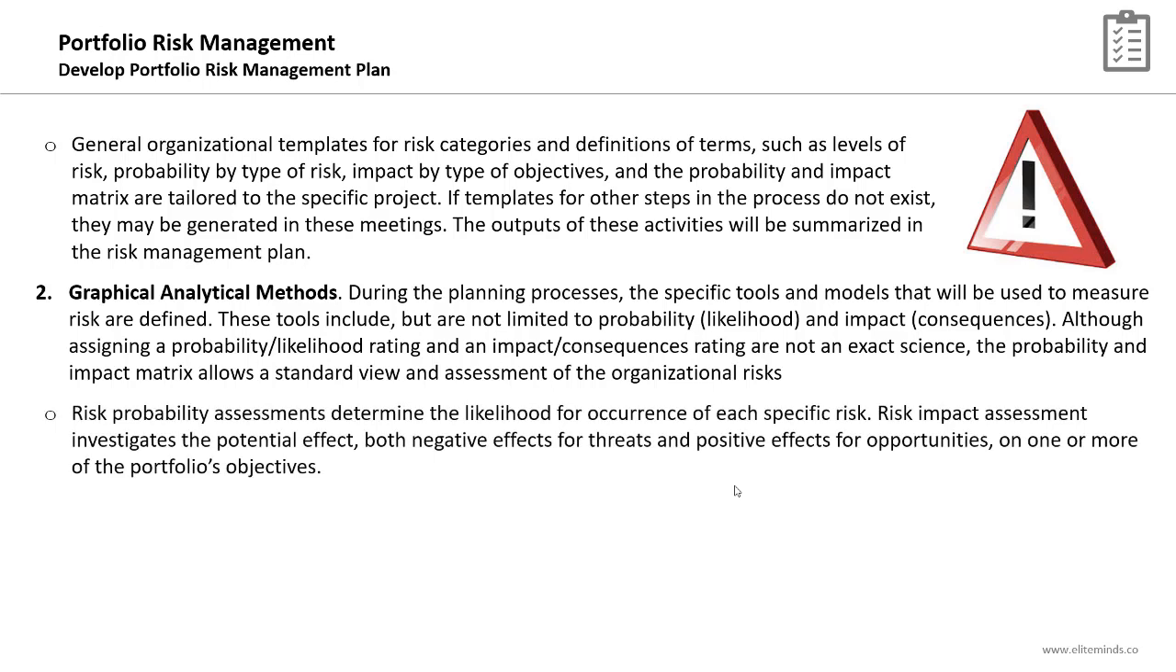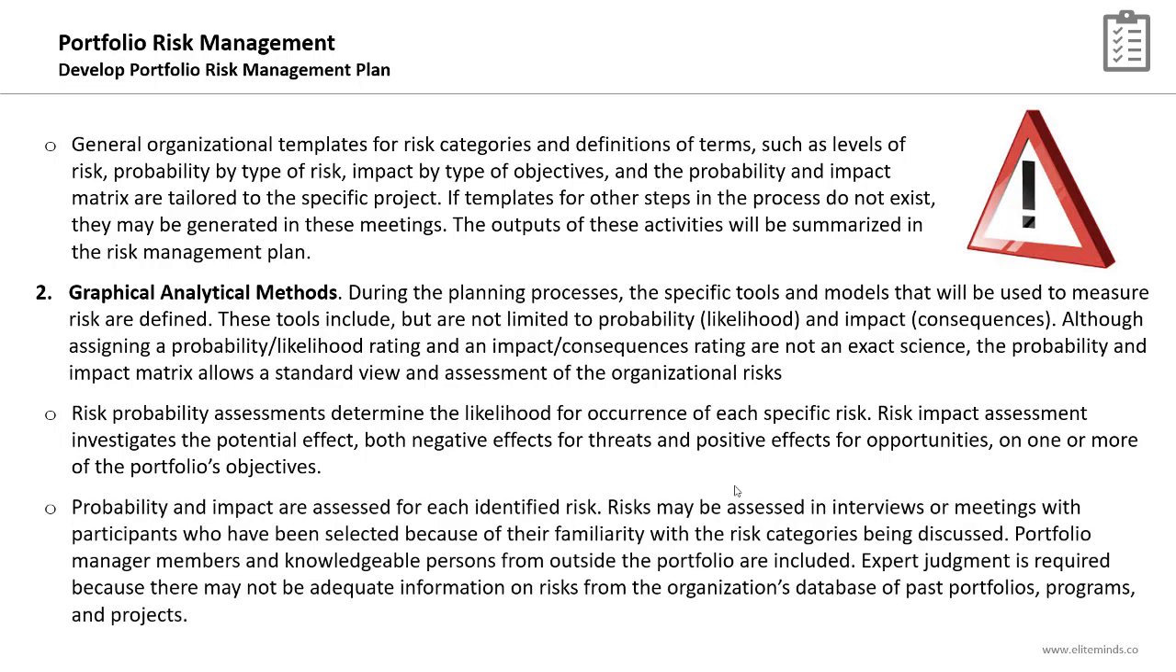Risk probability assessments determine the likelihood for occurrence for each specific risk. Risk impact assessment investigates the potential effect, both negative effects for threats and positive effects for opportunities on one or more of the portfolio's objectives. Probability and impact are assessed for each identified risk. So you cannot have a risk without having an assessment for this risk probability and impact at least. In some situations where you have more complex environments or higher priority risks, you might need to assess the risks based on multiple other parameters in addition to the probability and impact, but at the minimum, you need to assess based on the probability and the impact.